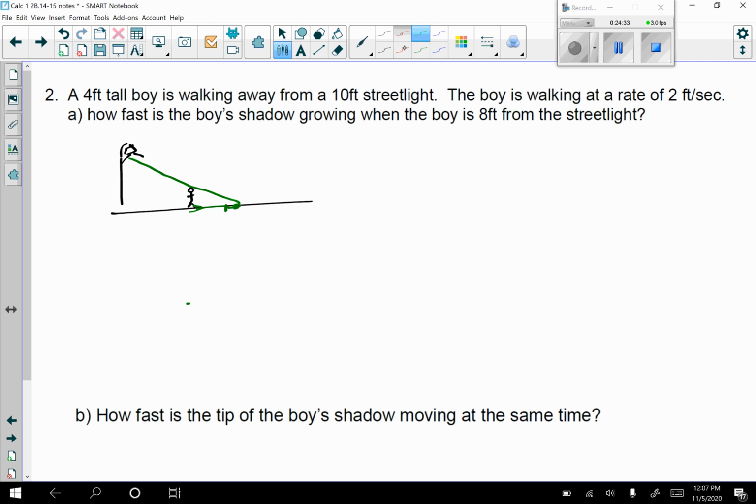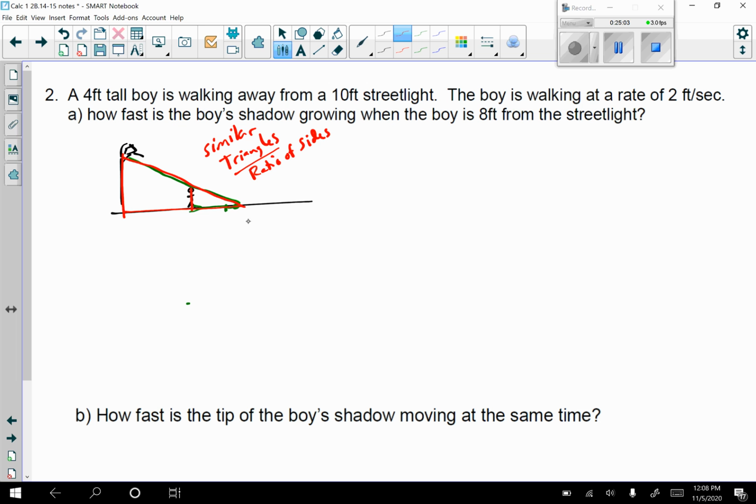Well, what situation in geometry do we have here? We have a boy and the light post. Here's the ground. We have this line going out. What we just have is similar triangles. So this kind of shadow problem is similar triangles. That means we are going to write a ratio of sides. That's how you did similar triangles back in geometry. So how do we write the ratio of sides?